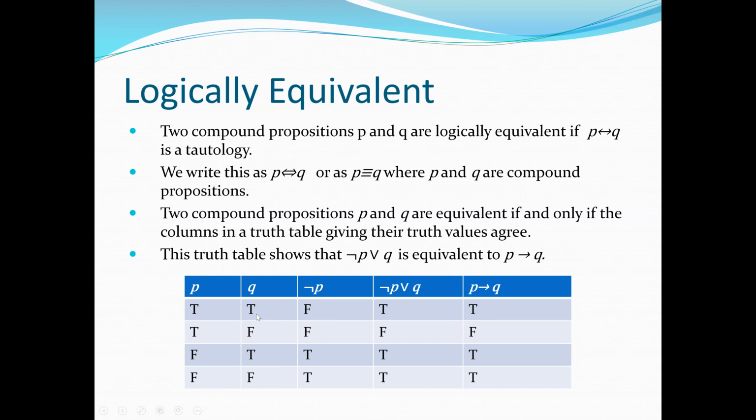So here we can say an example: not P or Q is the same as P implies Q. So here we can see we are using two different operators. We are using or and also implies. So not P or Q is the same as P implies Q. The fastest way to check this is using the truth table.